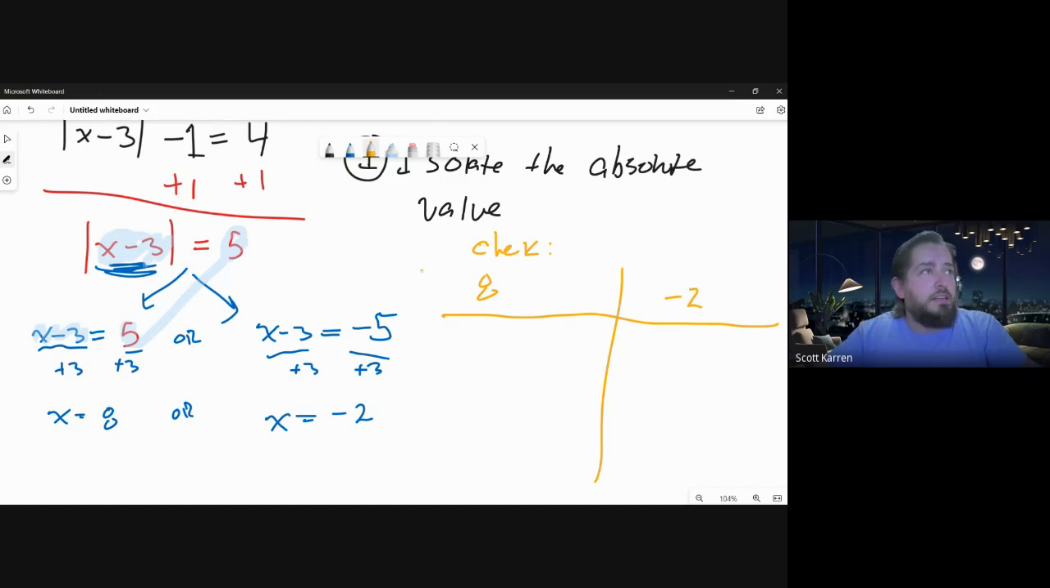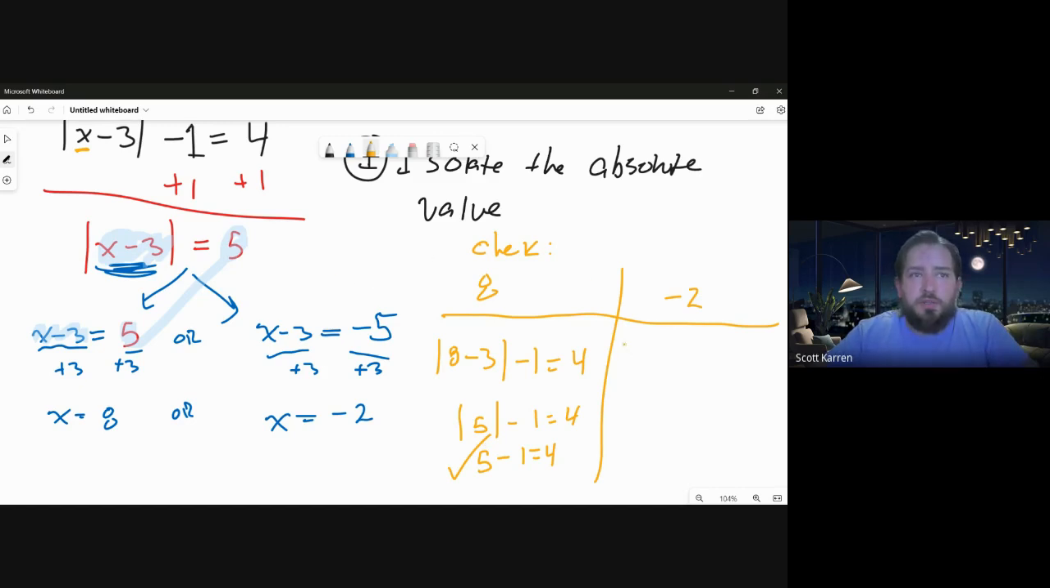Plugging 8 into the original equation gives me the absolute value of 8 minus 3, minus 1, should equal 4. 8 minus 3 is 5, so still in the absolute value, it's the absolute value of 5, minus 1, should equal 4. But the absolute value of 5 is 5. And 5 minus 1 is indeed 4, so that one works out.